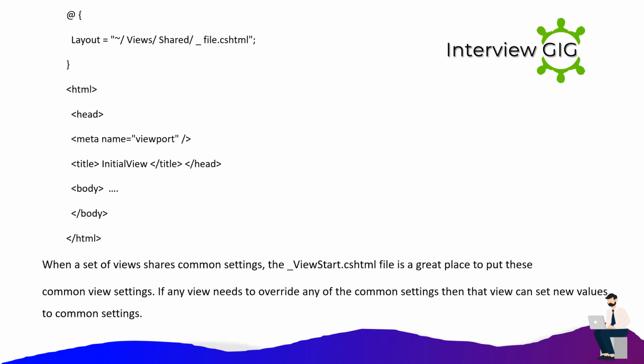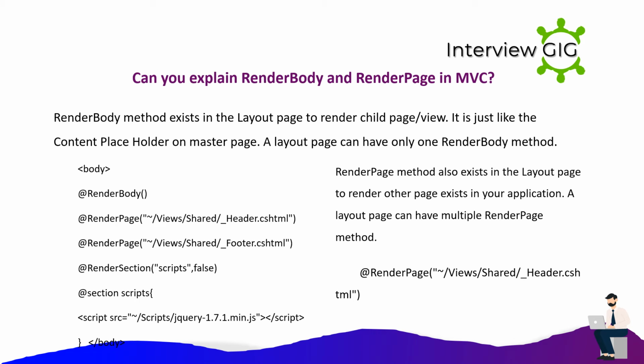When a set of views shares common settings, the _ViewStart.cshtml file is a great place to put these common view settings. If any view needs to override any of the common settings, then that view can set new values to the common settings. Can you explain RenderBody and RenderPage in MVC?